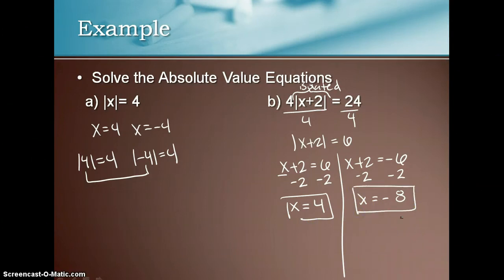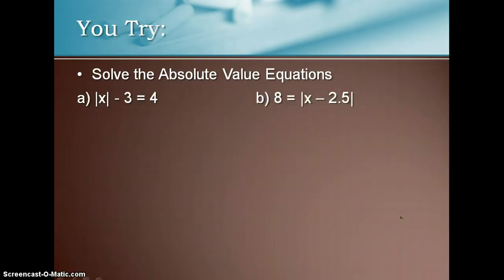So for the U-tries, the two that you're going to solve are A, the absolute value of x minus 3 is equal to 4, and then B, 8 is equal to the absolute value of x minus 2.5, and that's all inside.